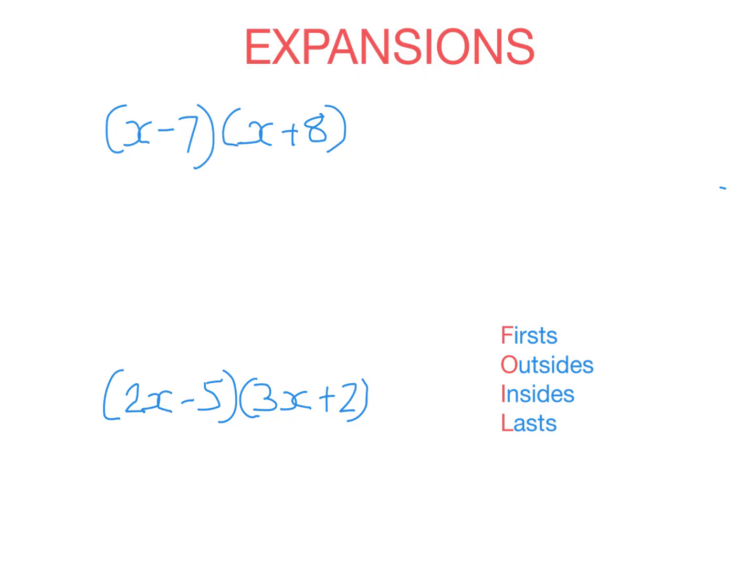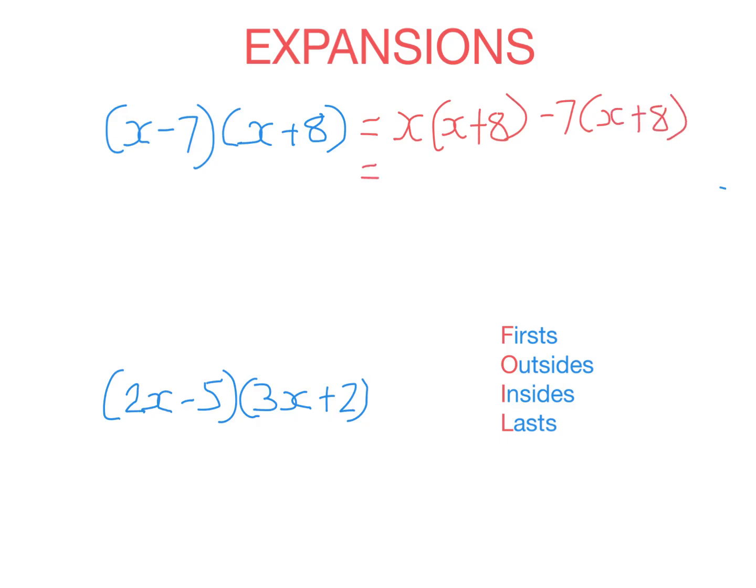So the way that we expand this, the idea is we have to multiply everything in the first bracket by everything in the second bracket. So I have to take x and multiply it by everything in the second bracket, and I have to take -7 and multiply it by everything in the second bracket.